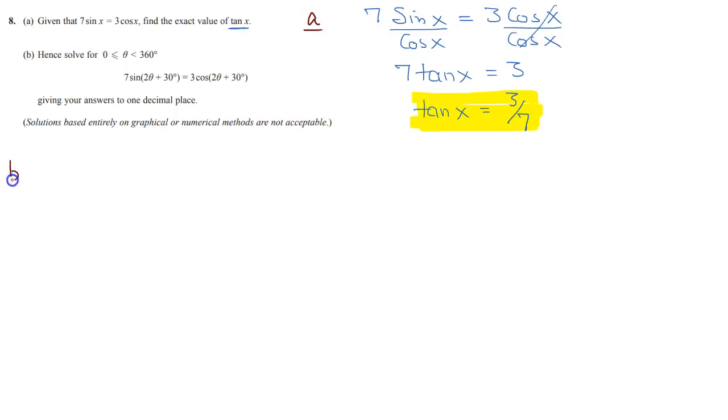Now part B. Hence solve, for theta greater than or equal to 0 and less than 360, 7 sin(2 theta plus 30) is equal to 3 cos(2 theta plus 30).